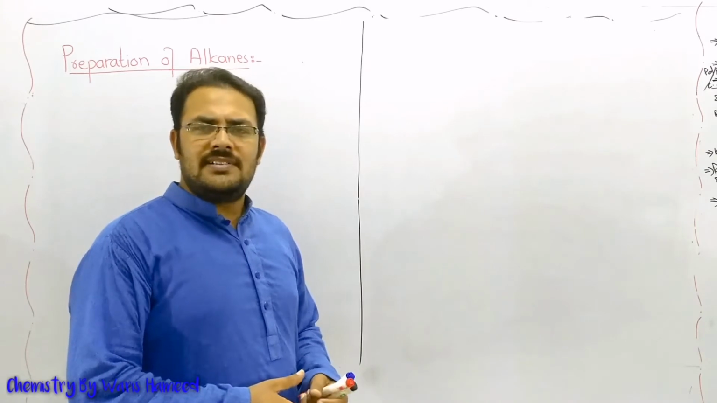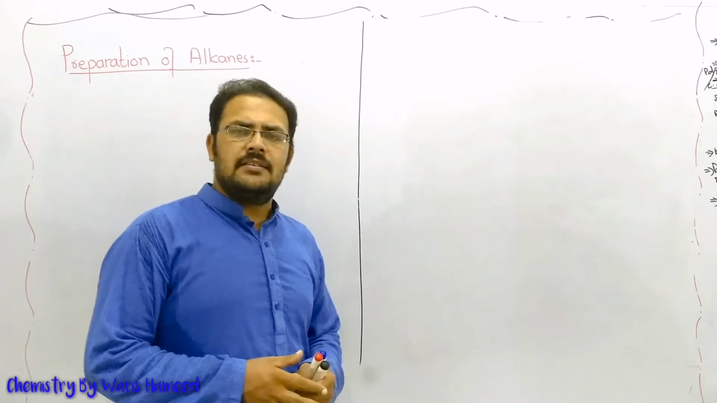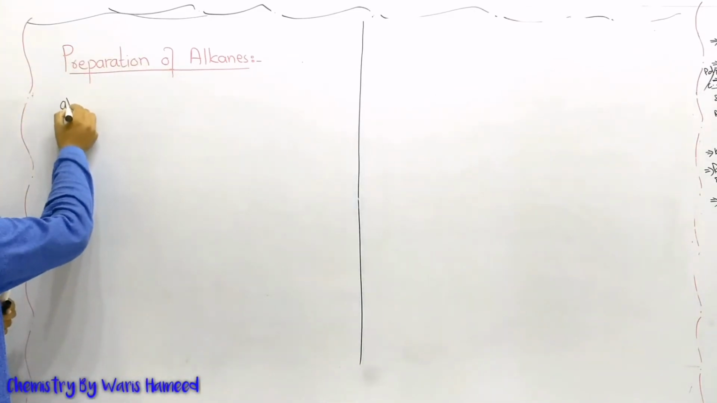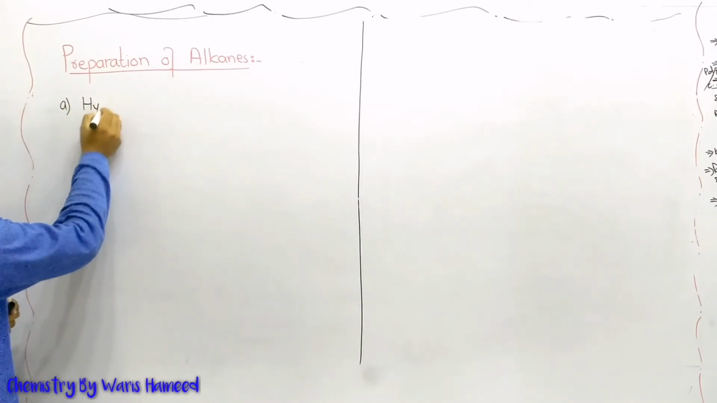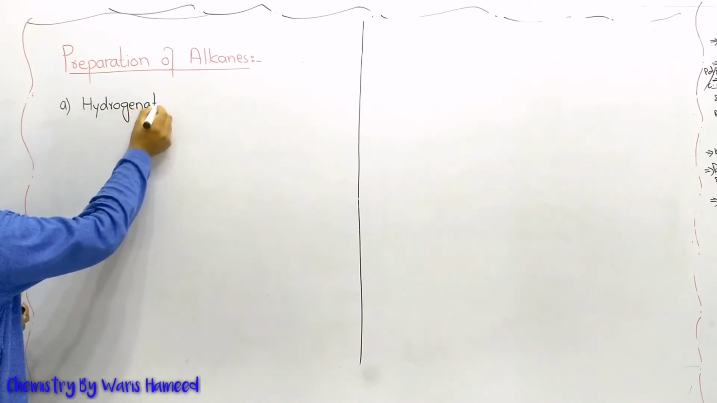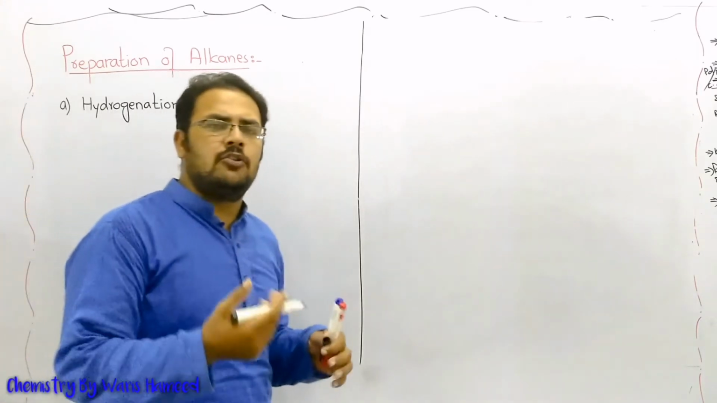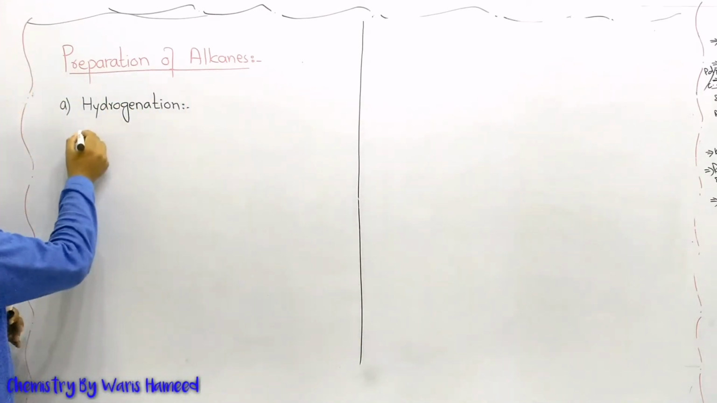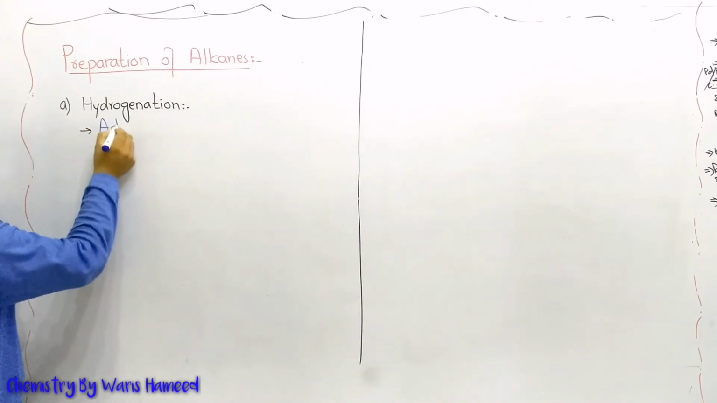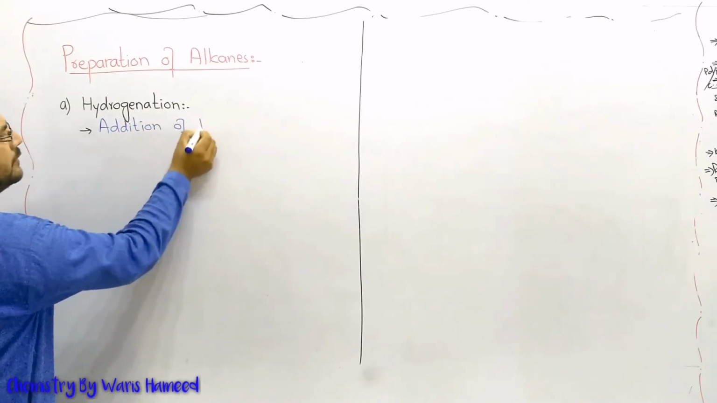Students, now moving towards the methods that we mostly use for the preparation of alkane. The first method is hydrogenation. What is hydrogenation? Simply we can say that it is the addition of hydrogen.